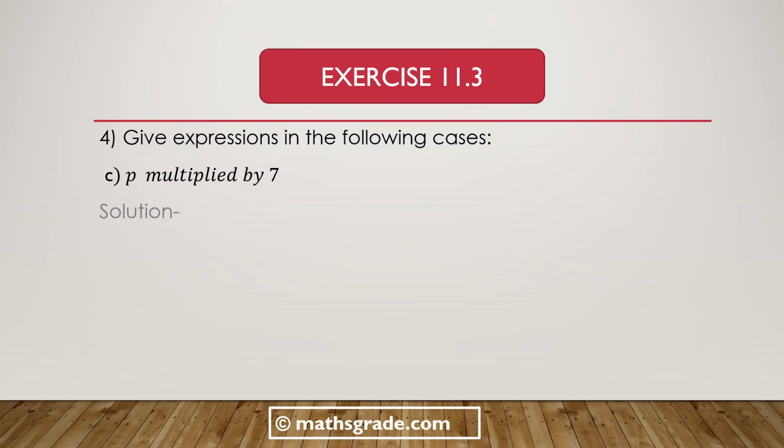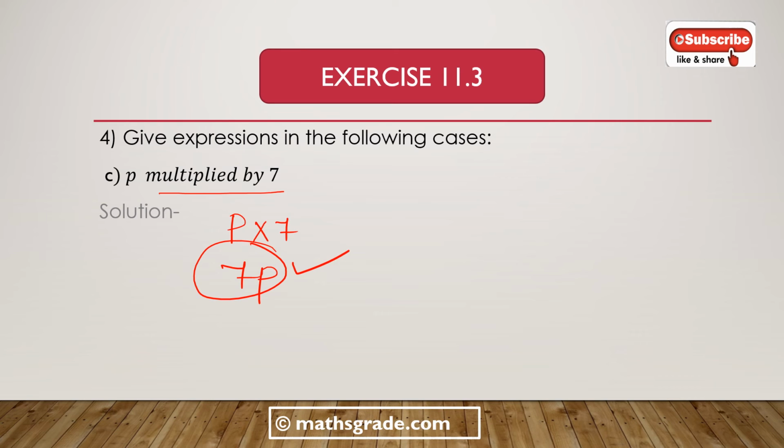Now third bit C, p multiplied by 7. Multiplied by means the multiplication symbol. So we have to multiply the variable p with 7. So the expression will be p multiplied by 7 or 7p.